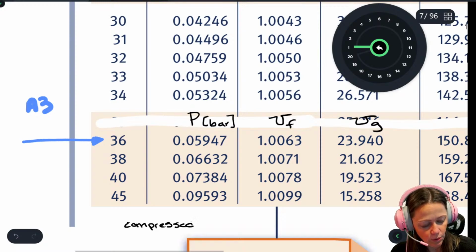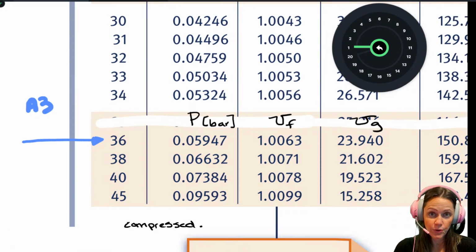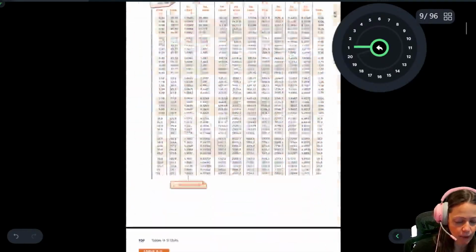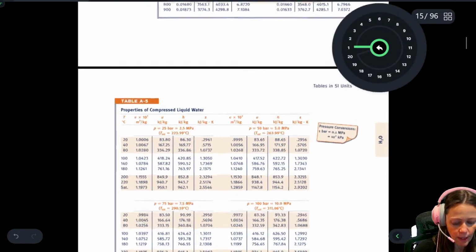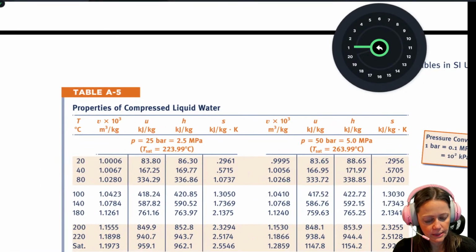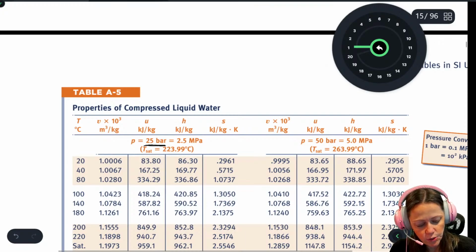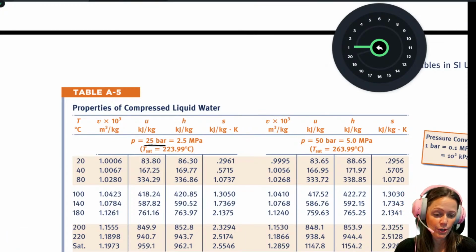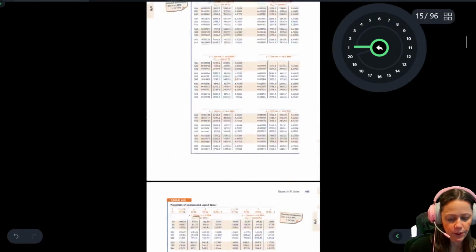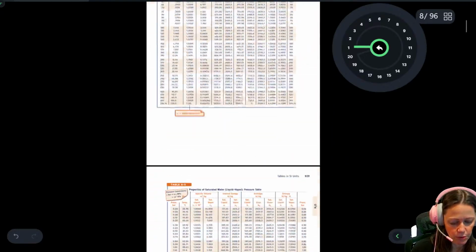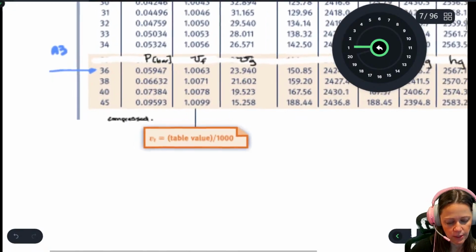So at state 1, we're compressed because we're at 3 bar, and our pressure is higher than the saturation pressure. So I have an option to go to those compressed tables. I'm actually going to show you that, but I'm going to come right back to table A2, as you'll see in just a second. Because if I go to table A5, you'll see that the lowest pressure I have is 25 bar, and I'm at 3 bar. So I could extrapolate, but I'm extrapolating pretty far out. So instead I'm going to use one of those compressed liquid approximations.